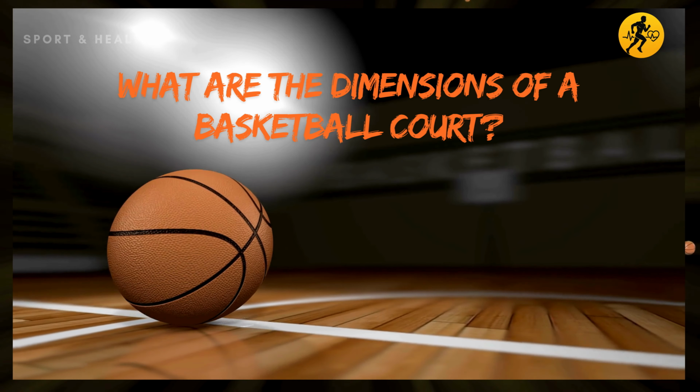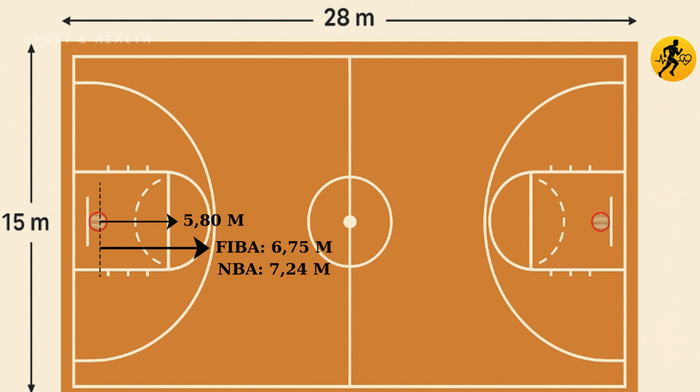What are the dimensions of a basketball court? The basketball game is played on a rectangular court, and the playing field is defined by lines. There is a hoop at each end of the court, and there is a board on the hoops. The basketball court is 28 meters long and 15 meters wide.